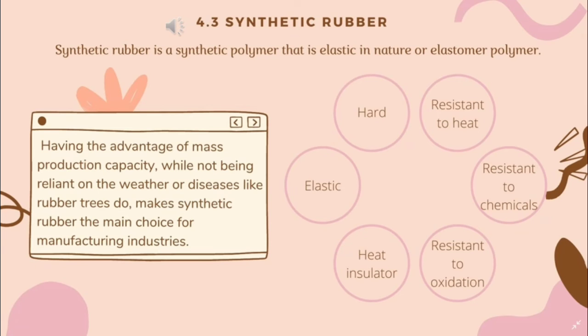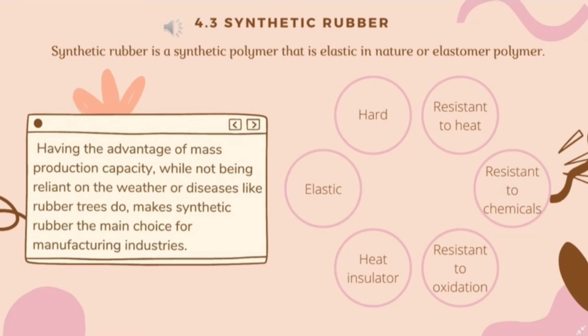Alright, now we're gonna get into the last subtopic for this chapter, which is 4.3 synthetic rubber. What is synthetic rubber? Synthetic rubber is basically a synthetic polymer that is elastic in nature, an elastomer polymer, having the advantage of mass production capacity while not being reliant on the weather or diseases like rubber trees do. Makes synthetic rubber the main choice for manufacturing industries.